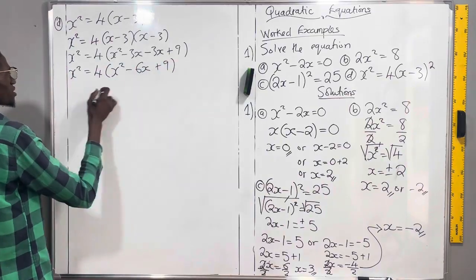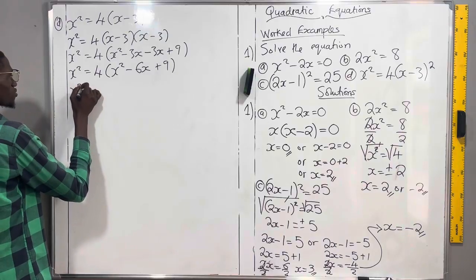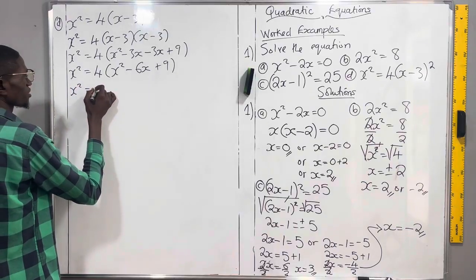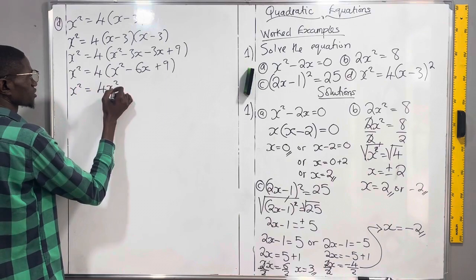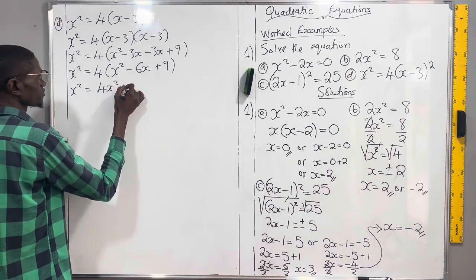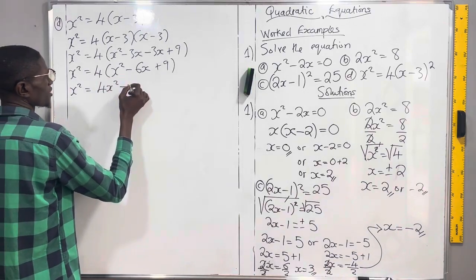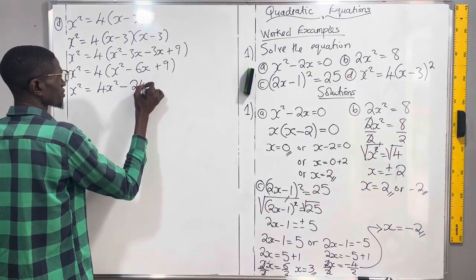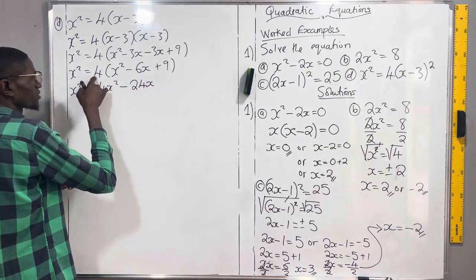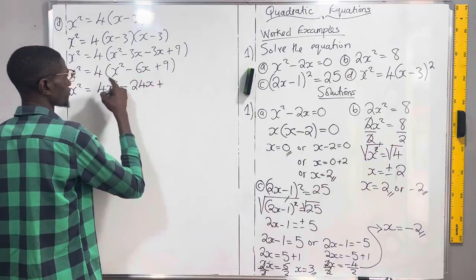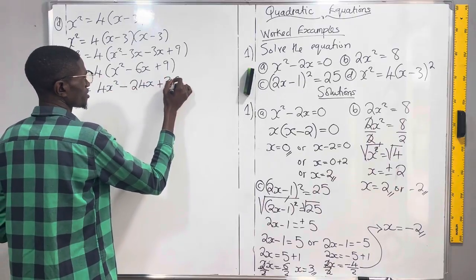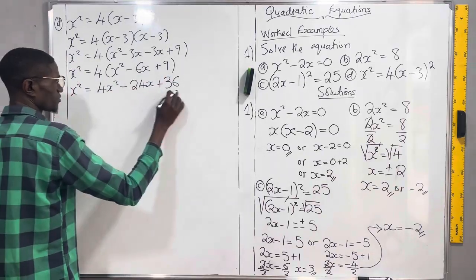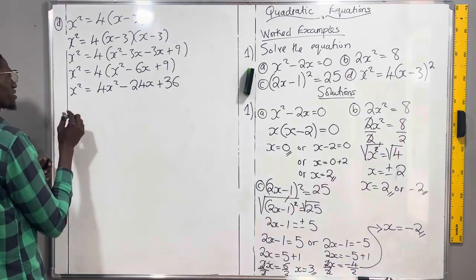And then we can expand with the 4. So x squared is equal to 4 times x squared, which will give us 4x squared. Positive times negative is negative. 4 times 6, that should give us 24x. And then positive times positive is positive. 4 times 9, that will be 36. We have now expanded that bracket.